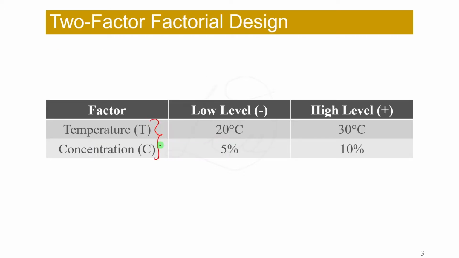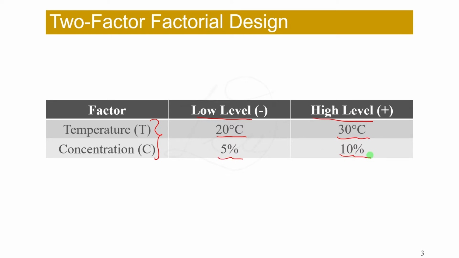And for each factor, we will need to determine the two levels we want to perform the experiments. One low level and one high level. The general guidance is to choose the low and high values at the edge of a normal operation. In this example, the temperature low level is 20 degrees and the high level is 30. And for concentration, the low and high values are 5% and 10%, respectively.